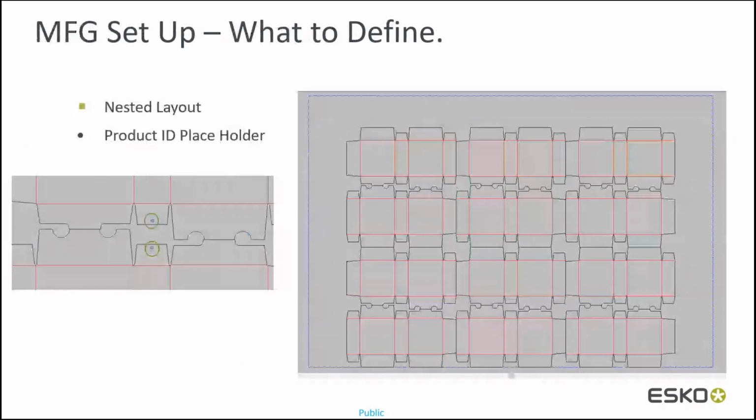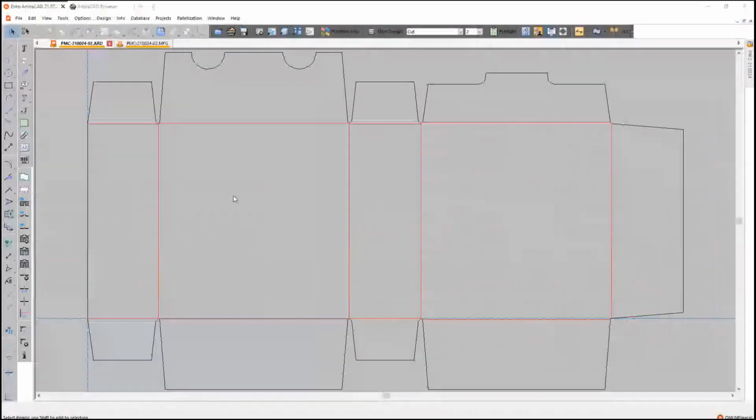And what we're going to define in the manufacturing file. We have a place in a nested layout. We have a placeholder ID where we're going to see how that's going to work with the automation down the road. So at this point, I'm going to go ahead and get into our demo.